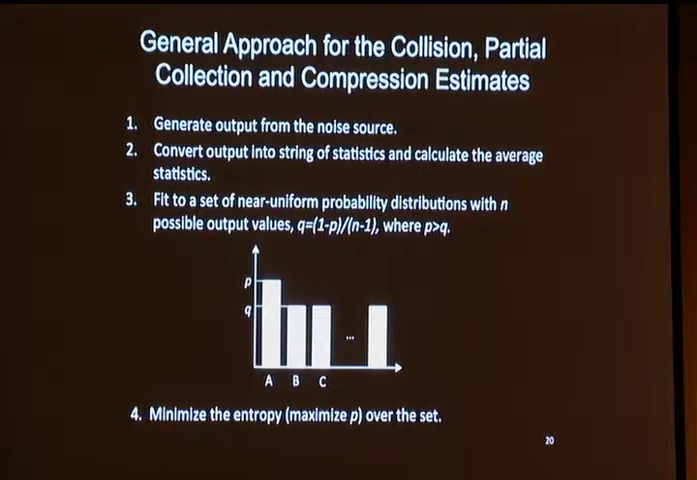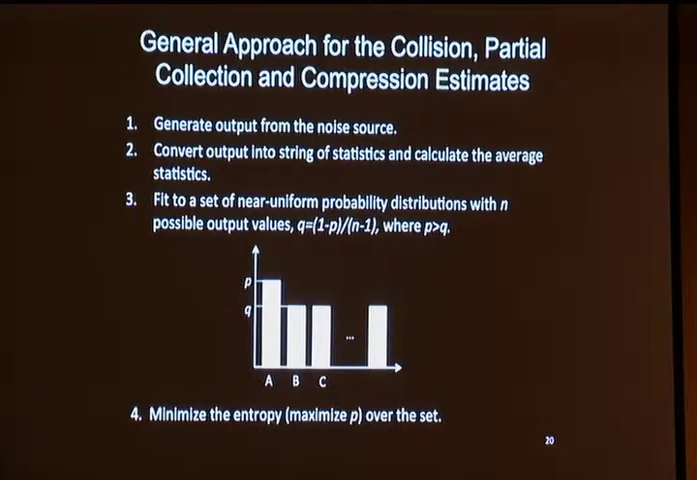So we have 3 more estimators: collision, partial collection, and compression. They are all based on the same idea: first, of course, we get the output from the noise source, and then we construct some test statistics from it. We convert this noise source to a test statistic, and then calculate the average of this. And then we're trying to fit this statistic to a near uniform distribution.